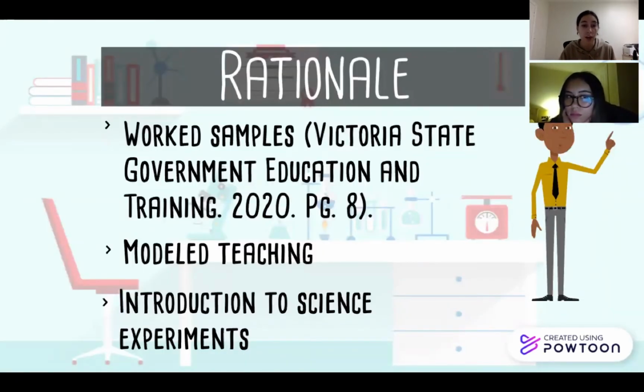So this is the rationale. In the previous slides, the experiment demonstrates the scientific process of osmosis to expose students to how cells function and survive. We used a range of teaching strategies such as modeled teaching and work samples. This is another popular high impact teaching strategy, and it also gives a light introduction to the kind of experiments the year 6s will be conducting in the future regarding the function of the cells.